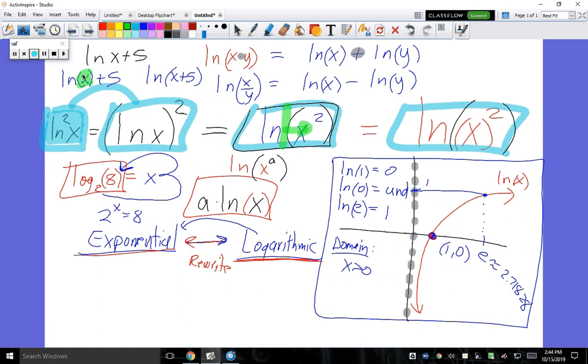So the third and fourth are the same. Okay. Because x squared is a form of multiplication. It's like x times x.